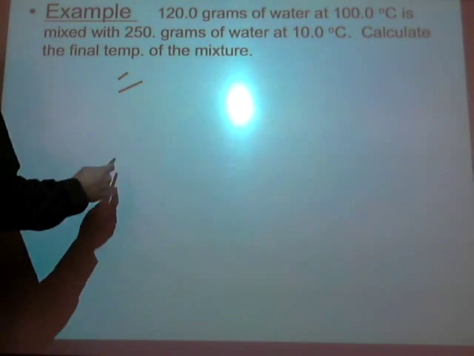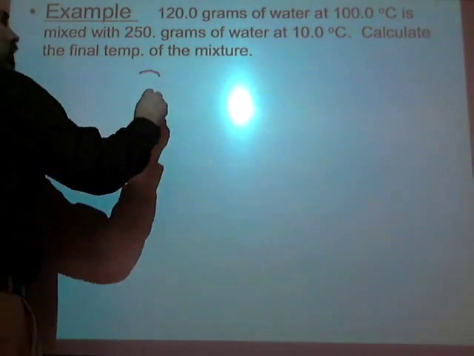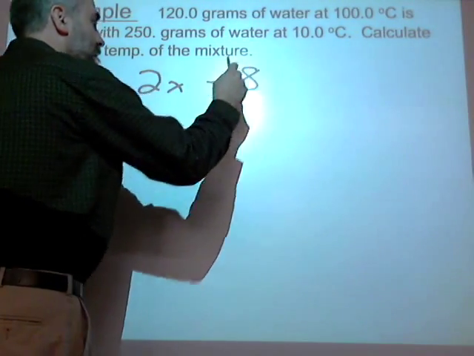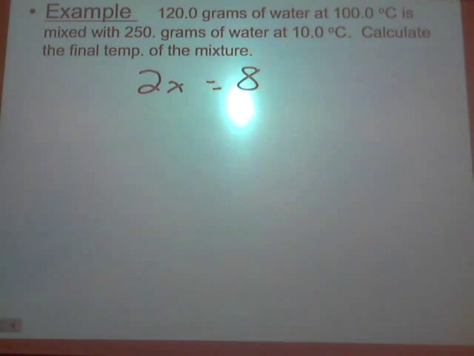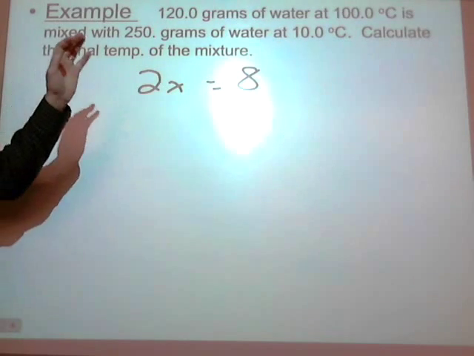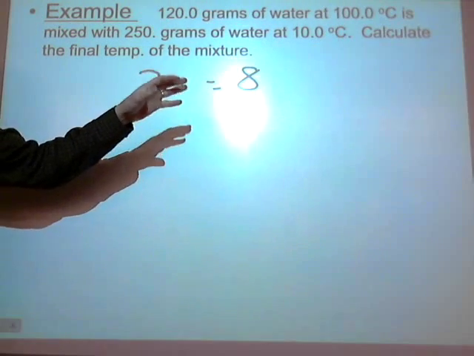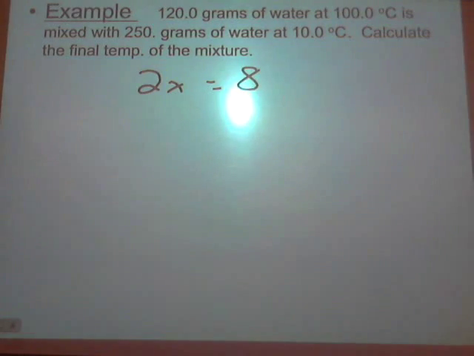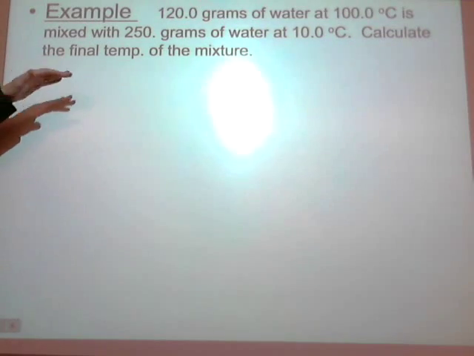The algebra is never much harder than 2x equals 8. But because there are so many of the variables in different places, it actually is difficult and you have to do it step by step.